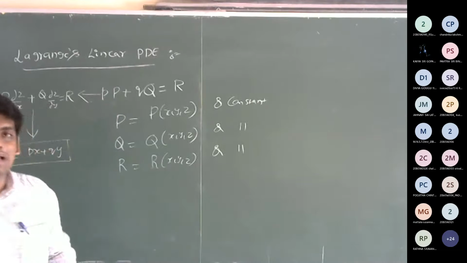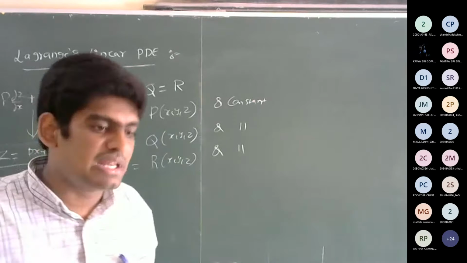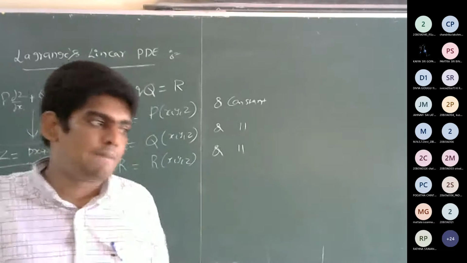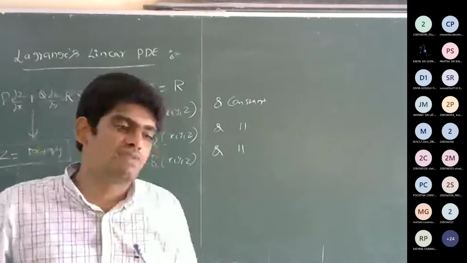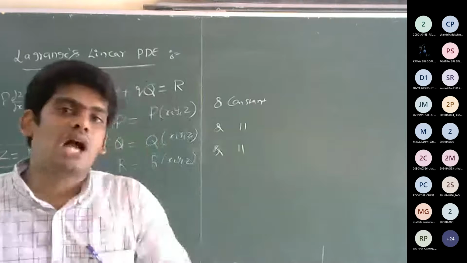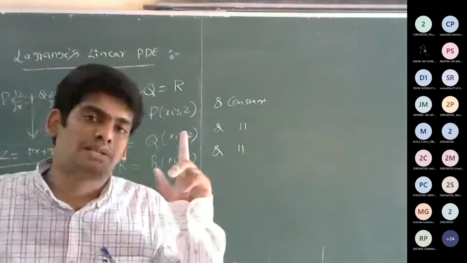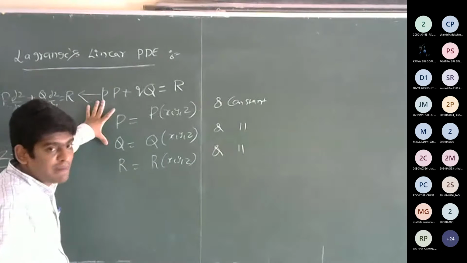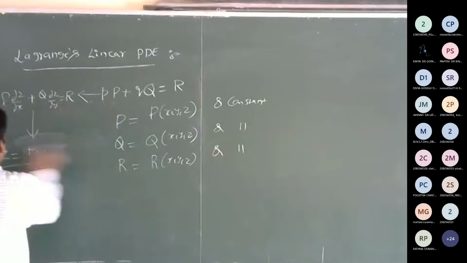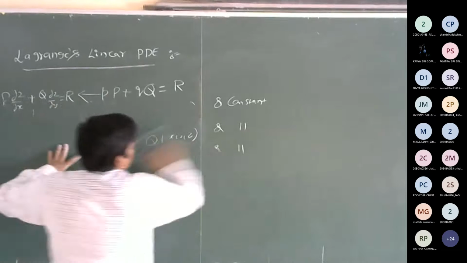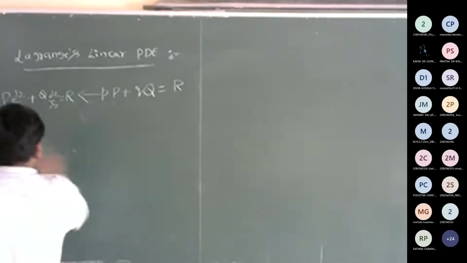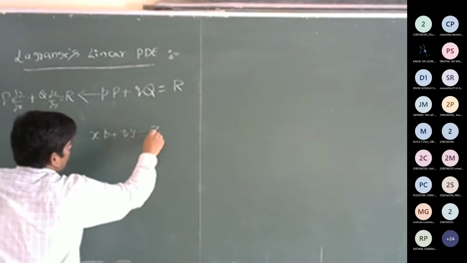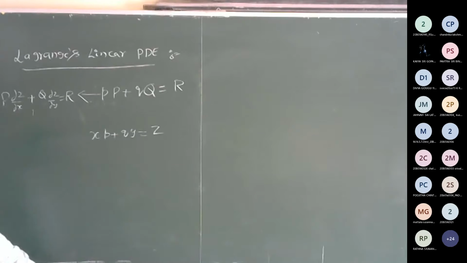How to solve the Lagrange's form of partial differential equations? We have 3 methods for solving it. Actually 2 methods, and the third one is a combination of the first 2 methods. First of all, I will give examples for the Lagrange's type partial differential equations. Just listen carefully. After our discussion, the equation xp plus yq is equal to z.